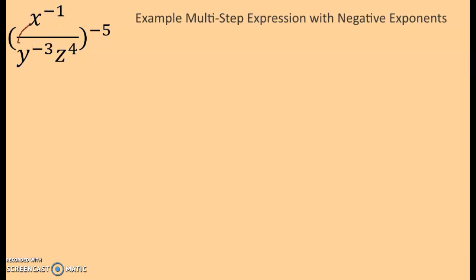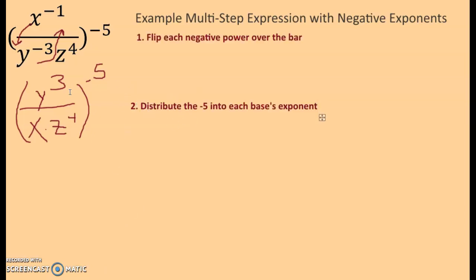So the x goes down here, the y goes up here. So if we rewrite that expression, we get y to the third power, so y cubed, divided by x times z to the fourth power, all raised to the negative fifth power. From here, we want to distribute the negative 5 into each base's exponent.